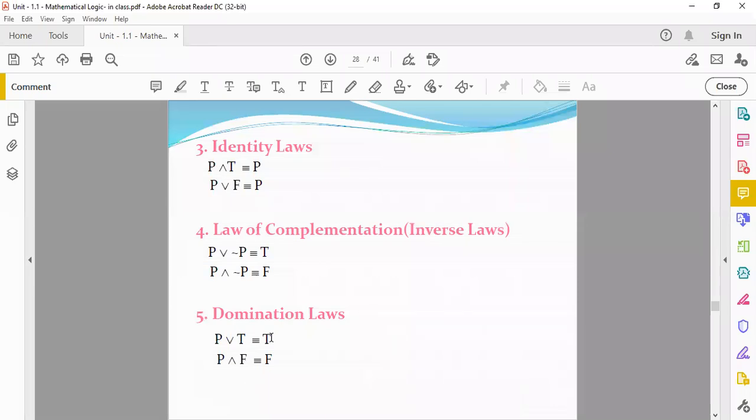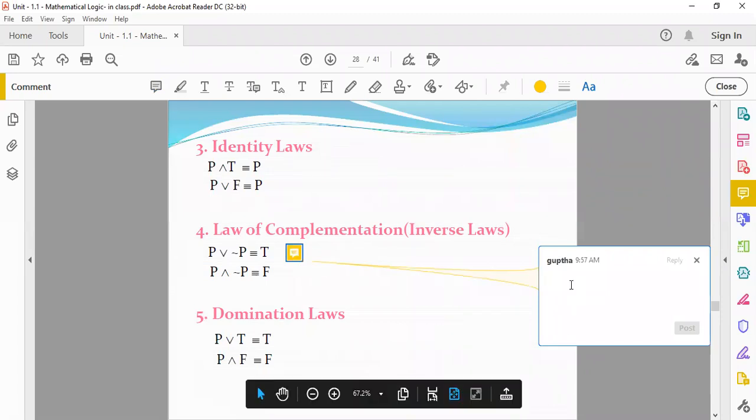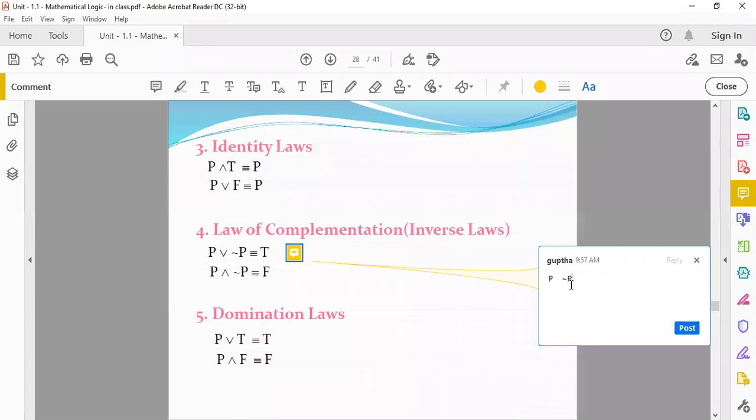Laws of complementation, the inverse laws. P or negation P equal to true. A simple one like here, P and negation P. Already we know what symbols we want. It's only one statement, that's why two possibilities are there: true, false. What is the negation here? False. And what is the negation here? True.